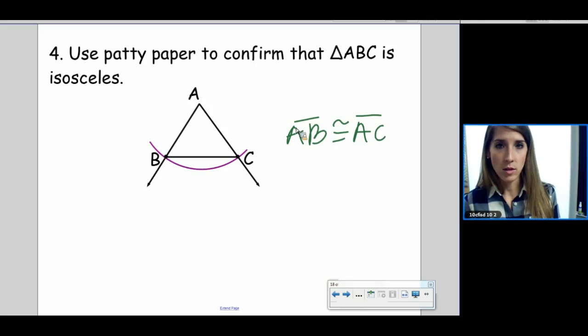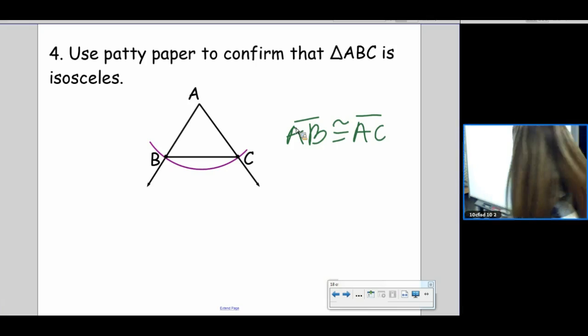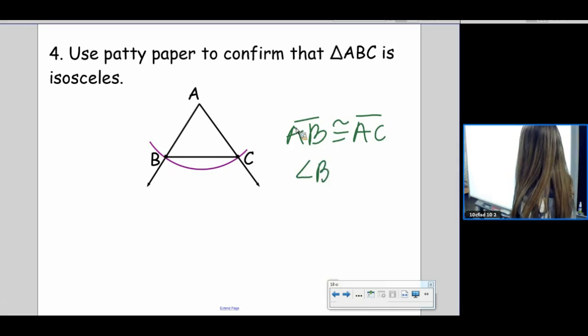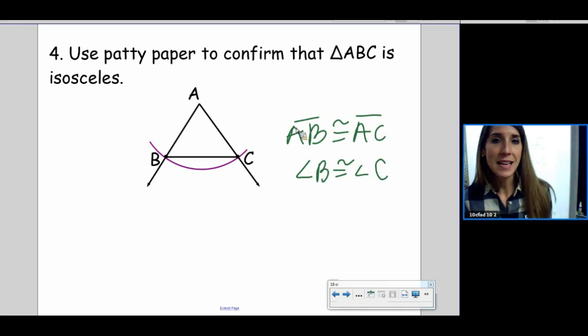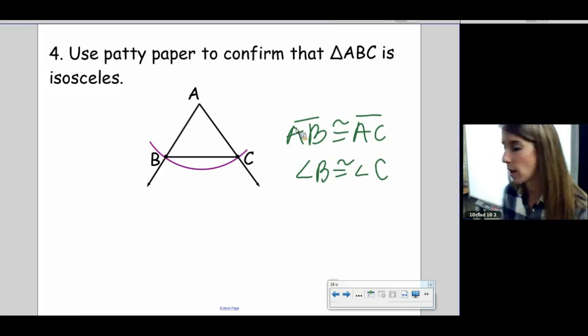Which angles would be congruent? Which ones would be the base angles? Angle B would be congruent to angle C. We know nothing about side BC. That is arbitrary. Okay?